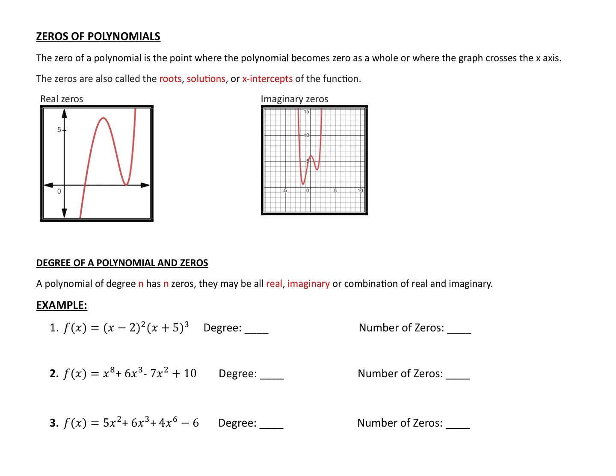In this video, we are looking at zeros of polynomials, and the zero of a polynomial is a point where the polynomial becomes zero as a whole, or where the graph crosses the x-axis. The zeros are also called roots, solutions, or x-intercepts of the function. There are two types of zeros.